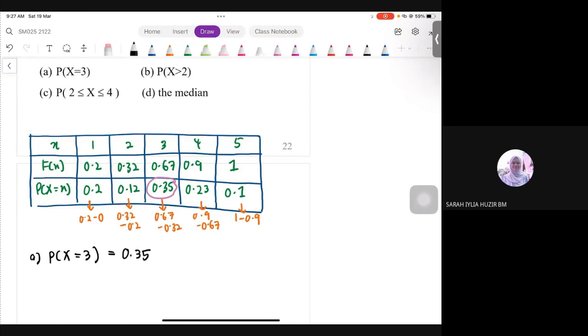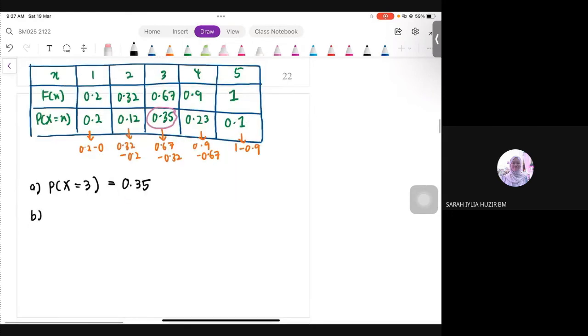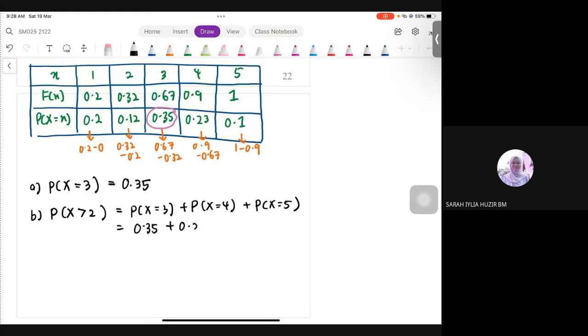Senang. Okay, next one for B, we have to find probability. Apa masalah ni? Probability X greater than 2. Greater than 2, 2 is not included. Tak ada equal sign kat situ. Means we have to find probability X equal to 3 plus X equal to 4 plus X equal to 5. So list down each probability. So we have 0.35 plus with 0.23 plus with 0.1. So our answer in this case, 0.68.